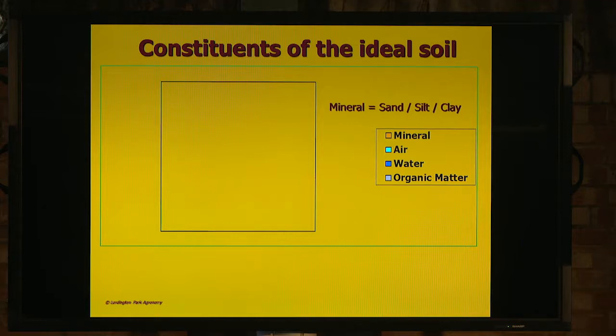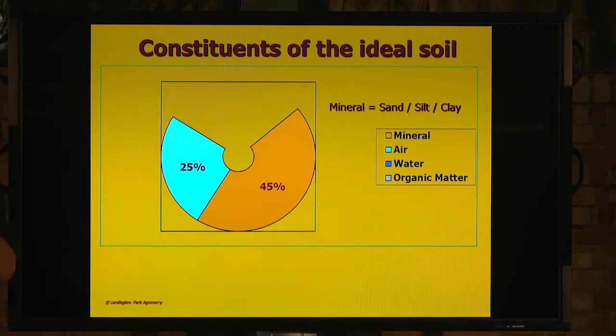If you're playing God for a day, whether it's Mrs. or Mr. God, it doesn't really matter, this would be the ideal soil. So the mineral part of it is your sand, silt or clay. That's what you've been given, but you need to know what you've got and in what proportions, which we'll look at in a minute, because they all interact with the environment differently.